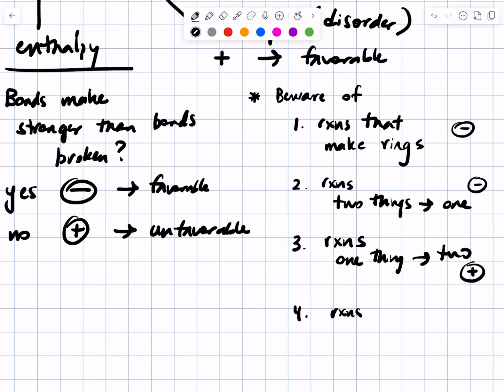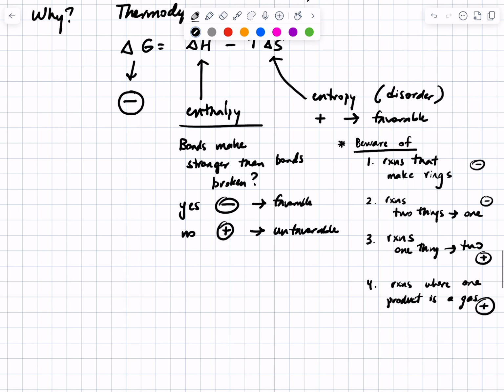And then reactions where one product is a gas are often going to be very entropically favorable, because the gas is going to bubble out of solution and go out into the air, and entropy will increase dramatically. So those are factors that you want to be aware of, not to take into account mathematically, but just have a qualitative sense of when entropy is going to tilt the balance between starting materials and products.